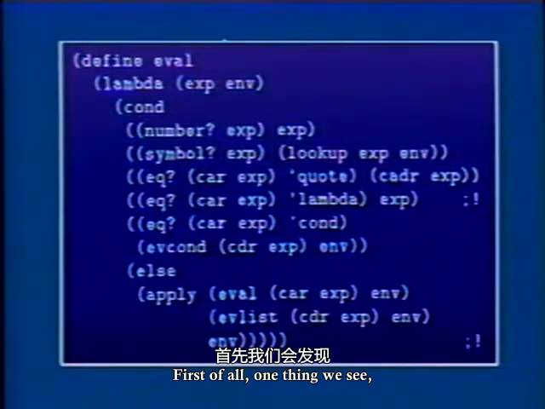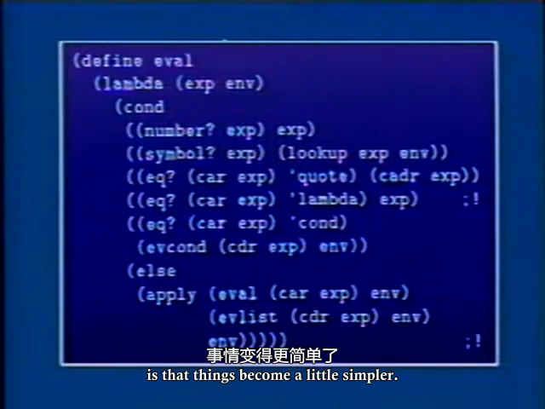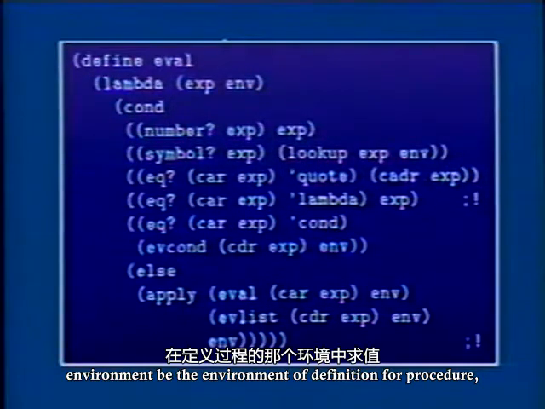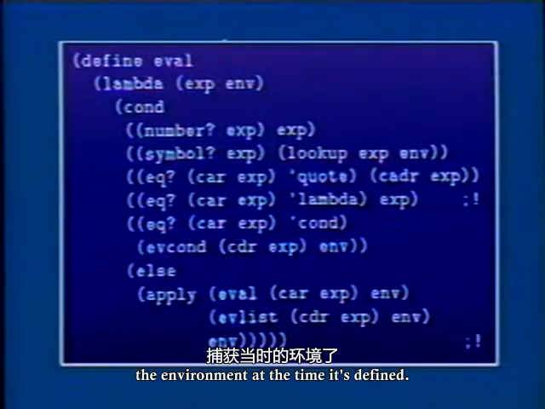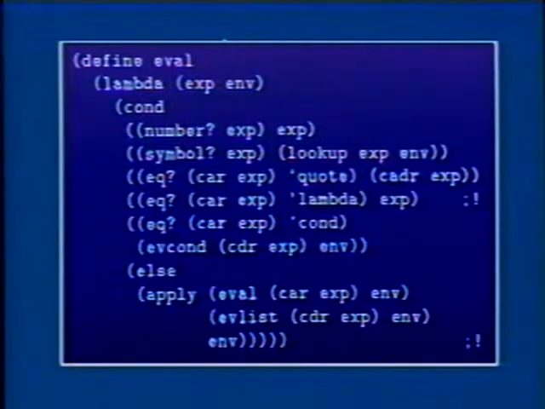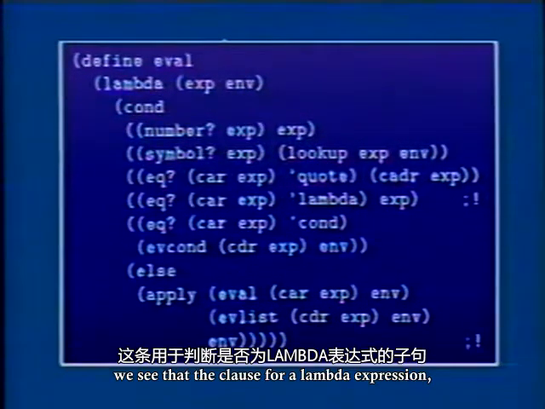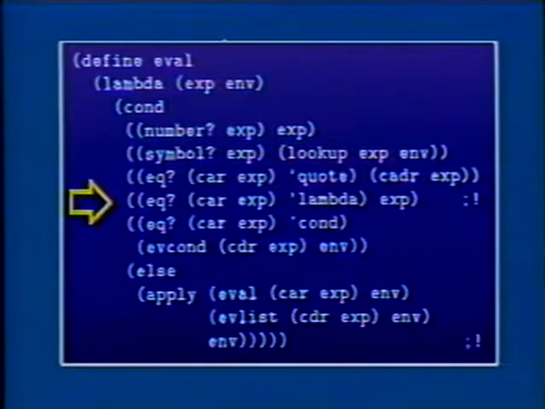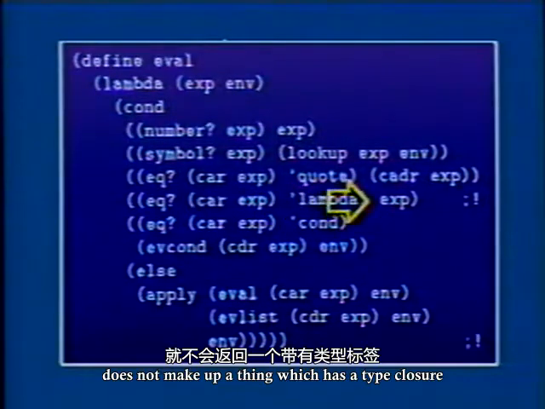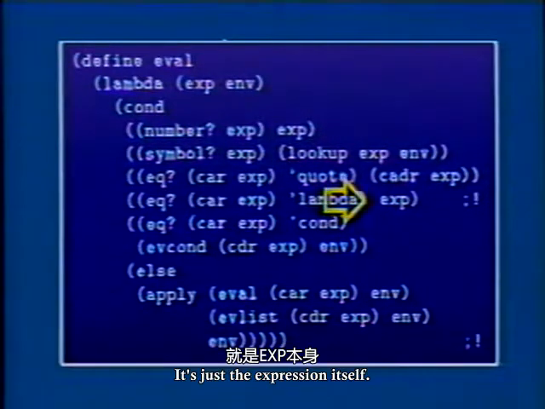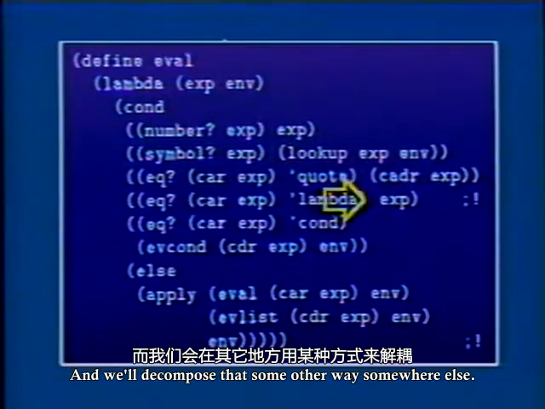First of all, one thing we see is that things become a little simpler. If I don't have to have the environment be the environment of definition for a procedure, the procedure need not capture the environment at the time it's defined. And so if we look here at this slide, we see that the clause for a lambda expression, which is the way a procedure is defined, does not make up a thing which has a type closure and an attached environment structure. It is just the expression itself, and we'll decompose that some other way somewhere else.